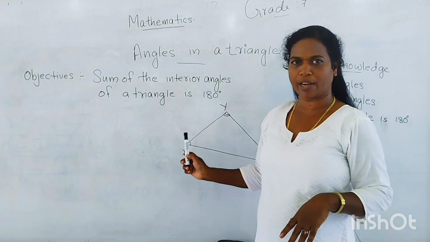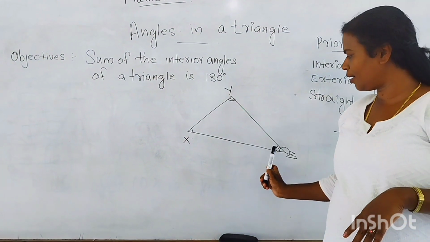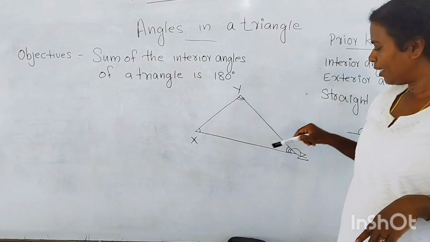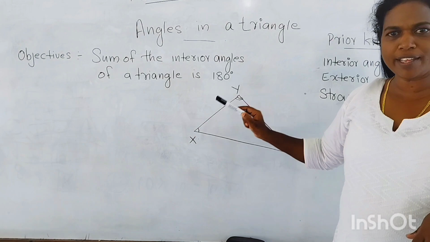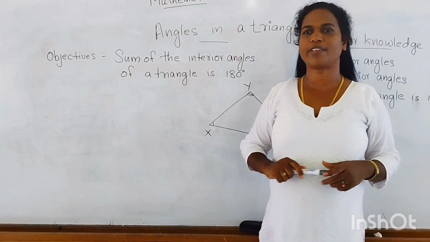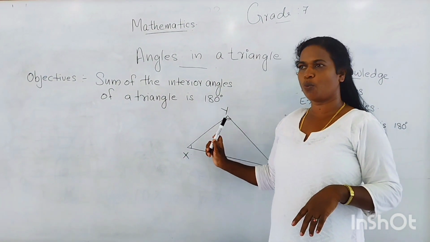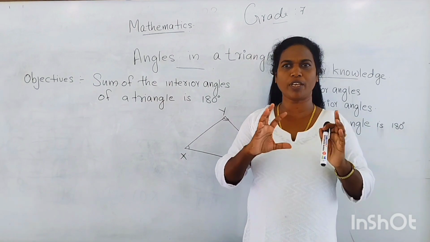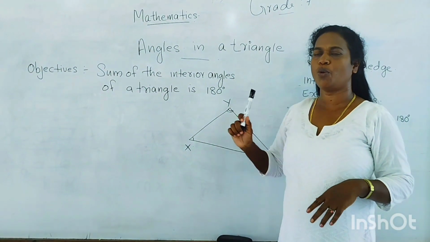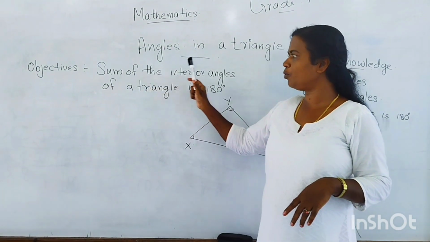So now this is a triangle. Okay. In this triangle, angle X, angle Y and Z are the angles. So interior angle means I have marked here. It is the angles which is formed inside. So now the objective today we are going to discuss is about sum of the interior angles of a triangle is 180 degrees. Sum means what? When we add all these three angles, we will get 180 degree. So that is the thing we are going to study here.